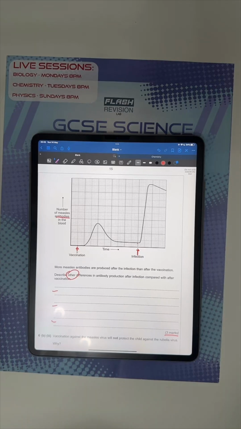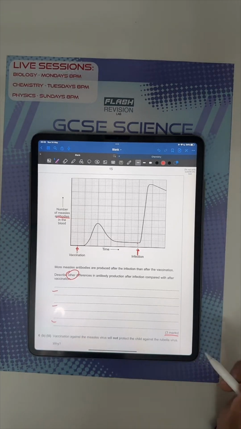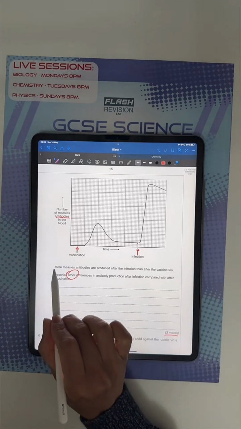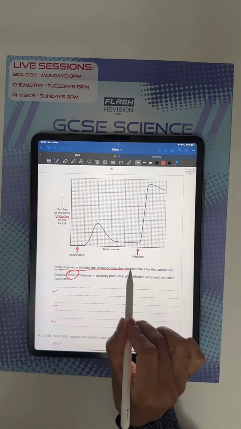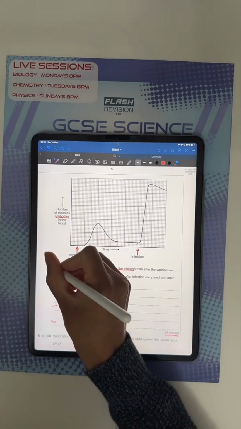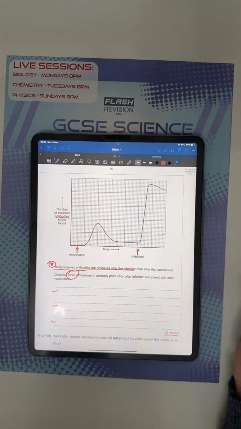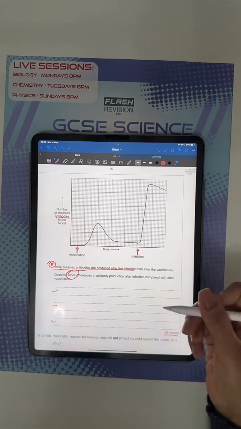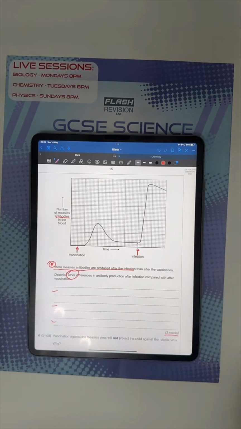Okay, so I'm seeing a lot of people saying more antibodies. You don't get a mark for saying more antibodies. This is a common mistake because they've told you in the question that more antibodies are produced after infection. If you can't state anything in the question, they've literally told you that, so you don't get a mark for that. So there are 3 other things you need to say.